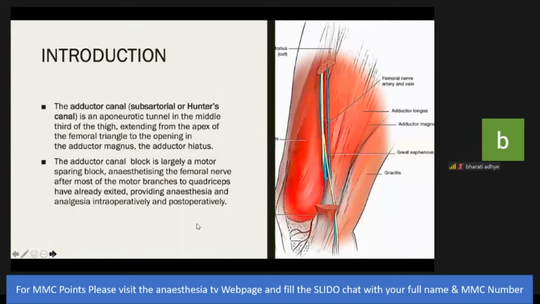Adductor canal is an aponeurotic tunnel in the middle of the thigh, extending from the apex of the femoral triangle to the opening in the adductor magnus, the adductor hiatus. Adductor canal block is largely a motor sparing block, anesthetizing the femoral nerve after most of the motor branches to the quadriceps have already exited, providing anesthesia and analgesia intraoperatively and postoperatively.